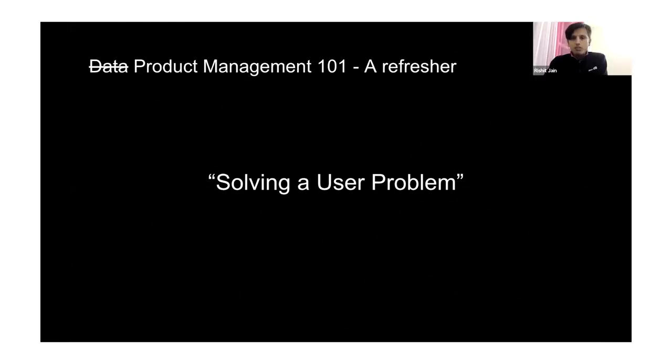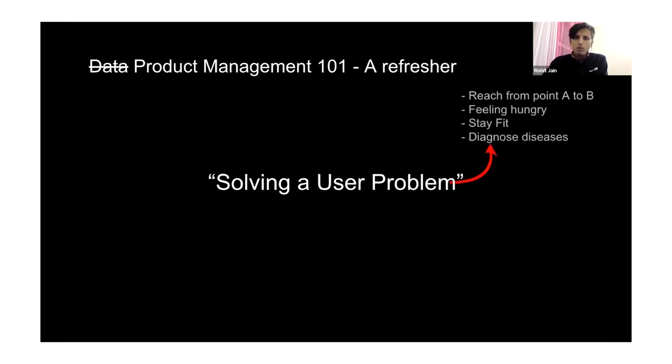So product management for me is all about solving a user problem. And when you talk about a user problem, it can be anything, reaching from point A to point B, the likes of Uber, Ola, or the likes of Indigo Airlines or Go Air. At the end of the day, they are helping users reach from point A to point B. Feeling hungry, Domino's, Zomato, Swiggy. Staying fit, a gym across the road, Cult Fit, or you want to diagnose diseases, order medicines, 1mg, right?